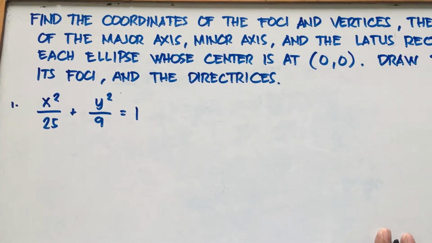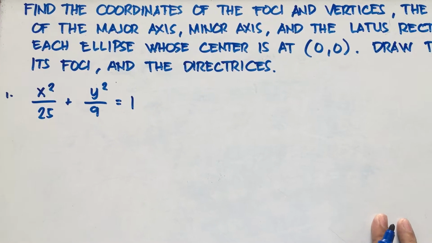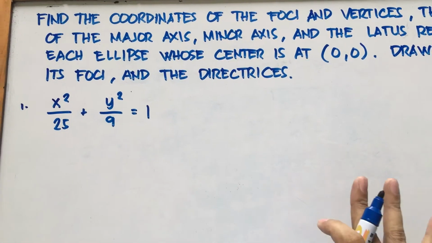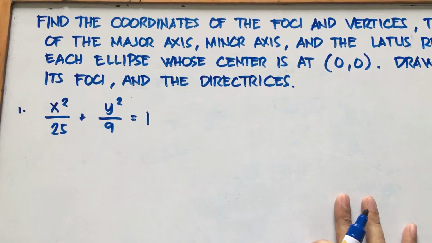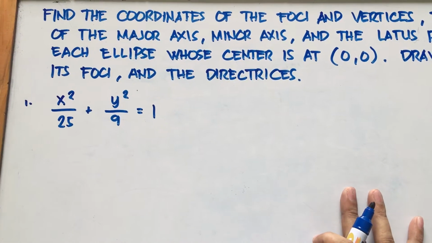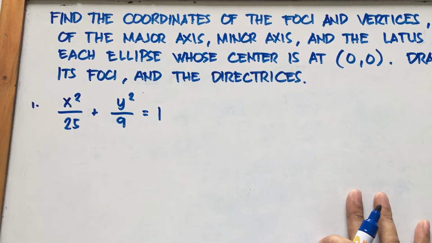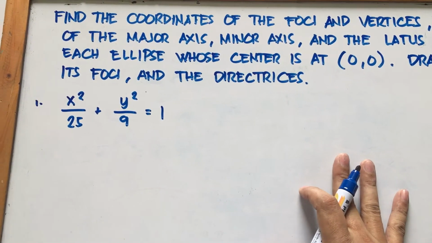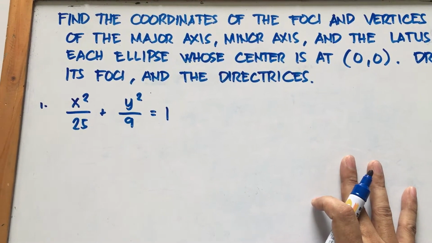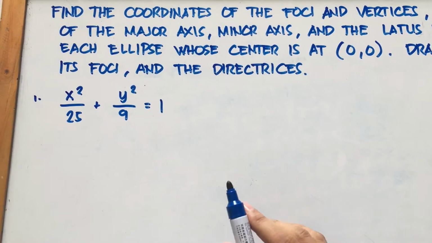After solving the problem, we need to draw the ellipse, its foci, and also the directrix. So please take note, the center of our ellipse here will be at the origin. There are also problems where the center of our ellipse is at the coordinates (h, k). But let's focus our attention first on this kind of problem wherein our center is at the origin.